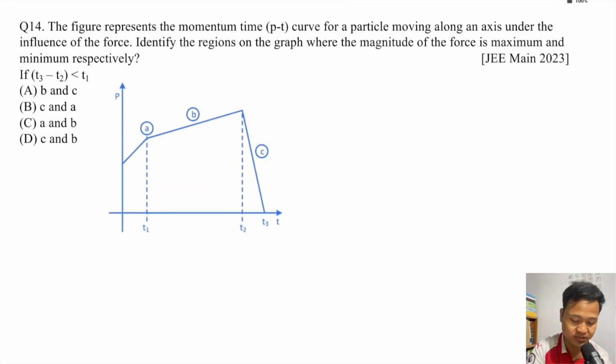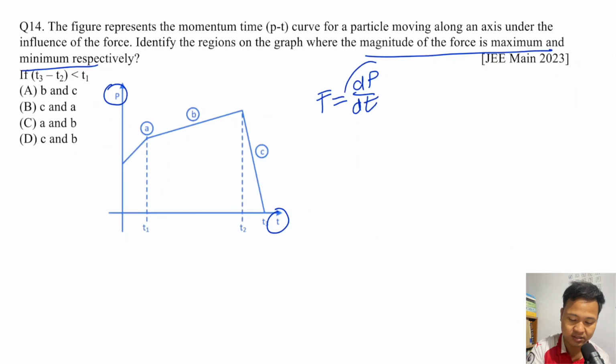So next question, you have a graph again, momentum versus time. They ask where the magnitude of force is maximum and minimum. Force is dp by dt, so it is the slope. Slope is what? Tan theta. Okay, tan theta depends on theta, right?